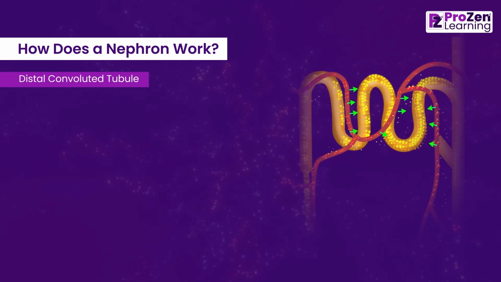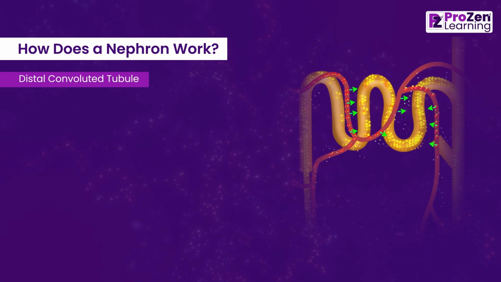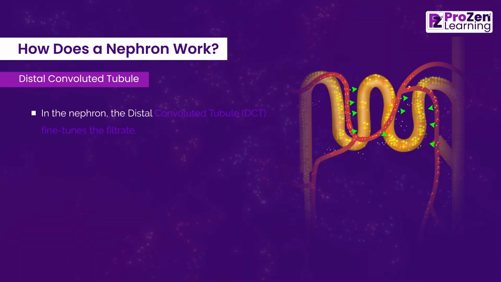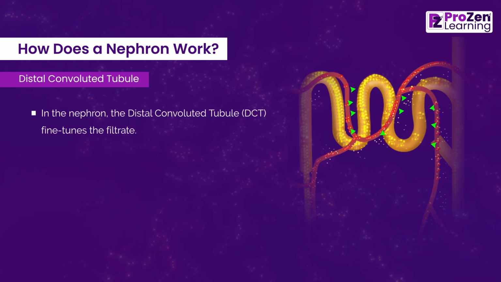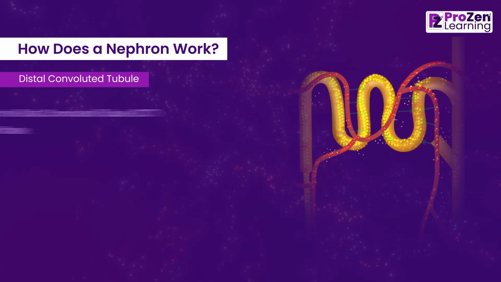Distal convoluted tubule, cleaning stage 2. In the nephron, the distal convoluted tubule fine-tunes the filtrate by reabsorbing additional ions and water as needed.